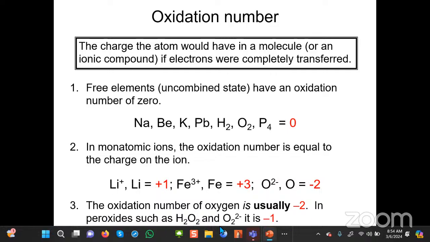Now, in this case here, this deals with oxygen. In the case of oxygen specifically, its oxidation number is usually -2, with certain exceptions. The exceptions would be in the case of the molecule hydrogen peroxide and any compound which contains the peroxide ion. In those instances, the oxidation number of oxygen is -1, all right? So again, oxygen usually has an oxidation number of -2, excepting in the case of hydrogen peroxide and any compound that contains the peroxide ion. In those instances, the oxidation number of oxygen is -1.